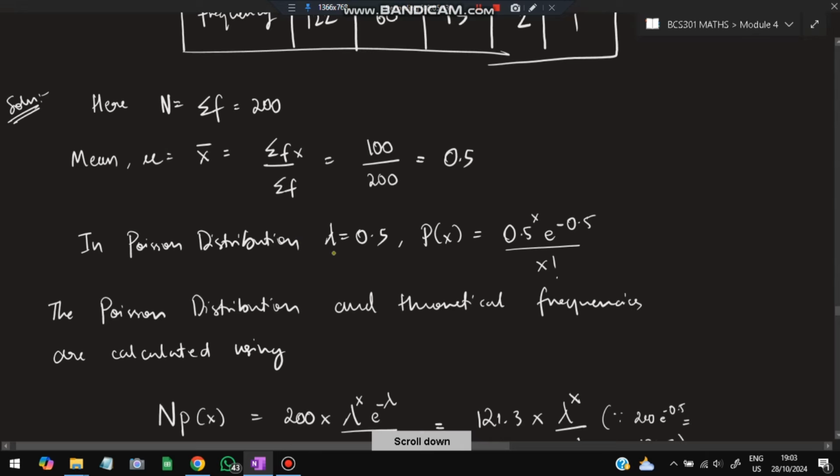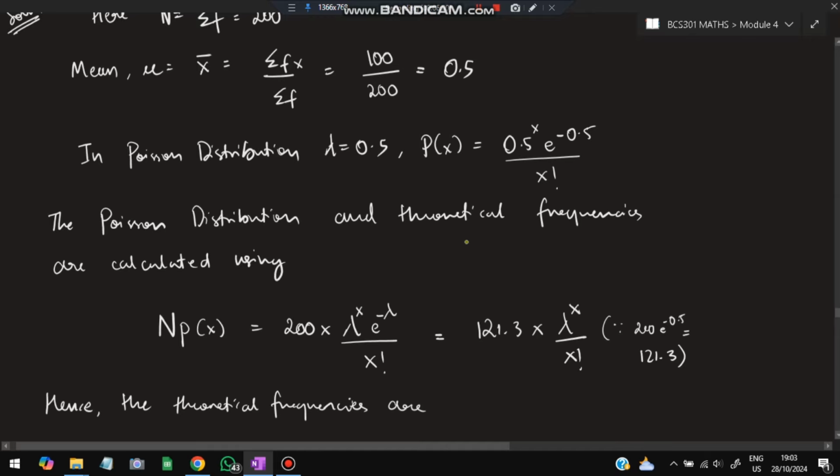Now in Poisson distribution, lambda is equal to 0.5. Okay, that is nothing but the mean value. So probability will be equal to lambda raised to x, e raised to minus lambda, divided by x factorial. Now lambda value is 0.5, so substitute 0.5 here. After that, in Poisson distribution the theoretical frequencies are calculated using n into p of x. After you calculate the p of x value, multiply it with the n value, which is 200. Now 200 into this term.